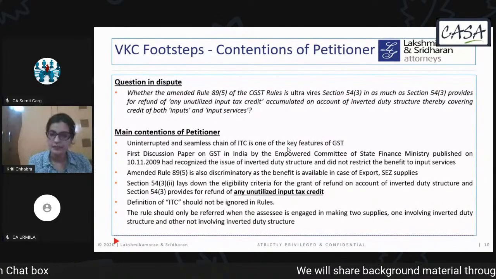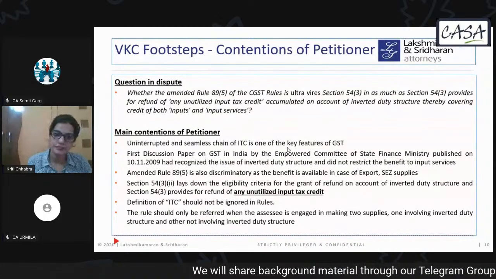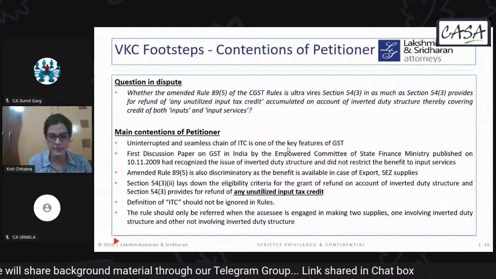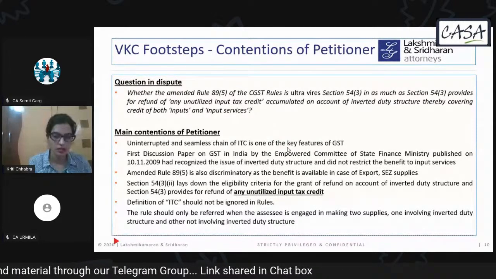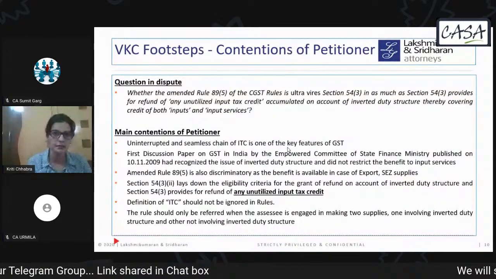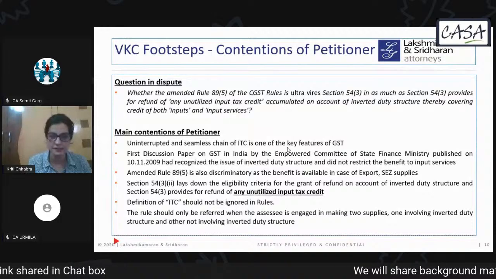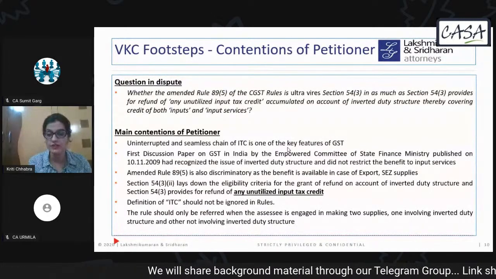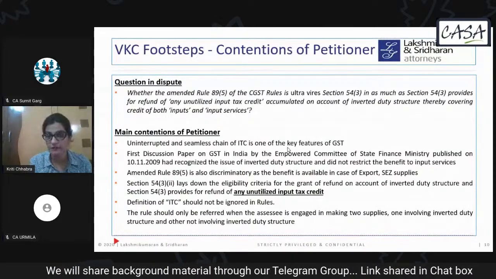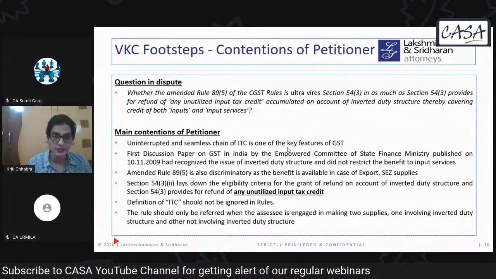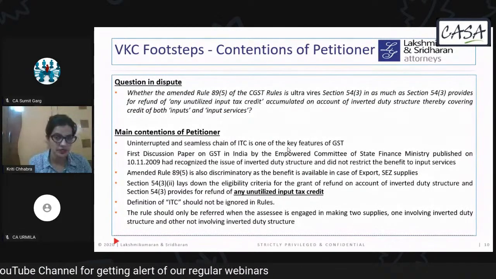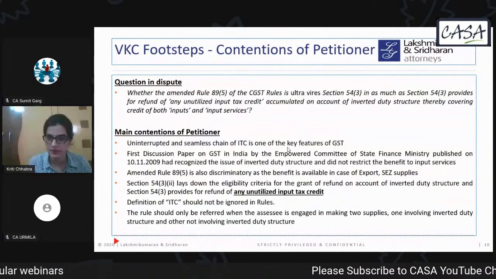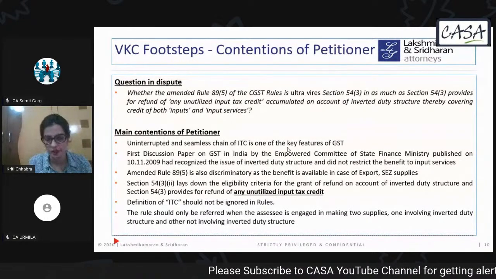if we see, the basic feature of GST since the beginning was the uninterrupted and seamless chain of ITC. The basic intention was to eradicate the earlier problem under the multiple taxation regime, that was a seamless chain of credit. That was the first and foremost intention behind bringing in GST. And now this curtailment of refund to inputs only is creating this problem, which does not seem to be the intention of law.